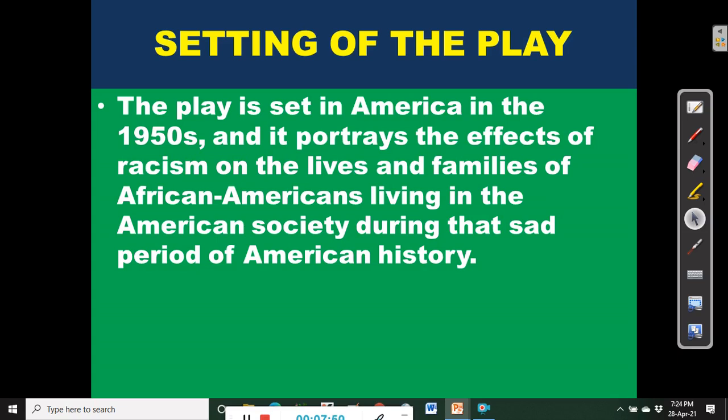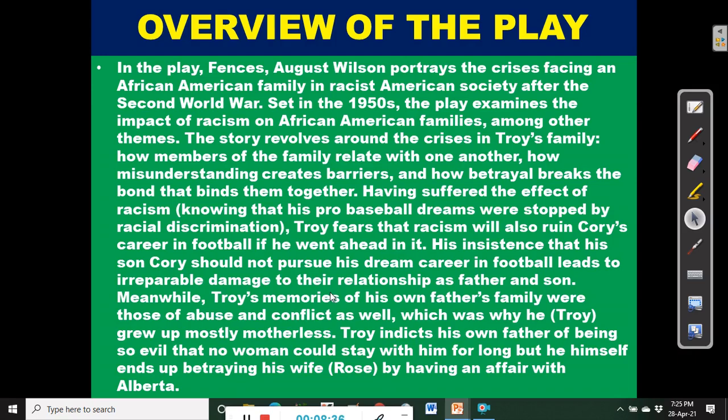All right, so apart from this play by August Wilson, of course, in the previous video that I uploaded analyzing the poem Caged Bird by Maya Angelou, you discover that the major theme in that poem is also racial discrimination, and it is about the same period in the 1950s. All right, so this period, because setting really refers to the place and time within which the actions of a work of art are situated. All right, so that is the setting of this play.